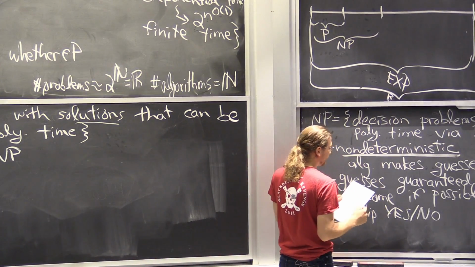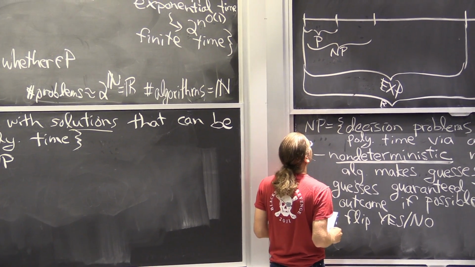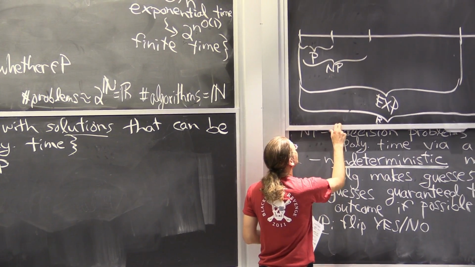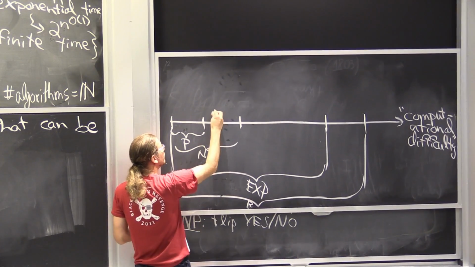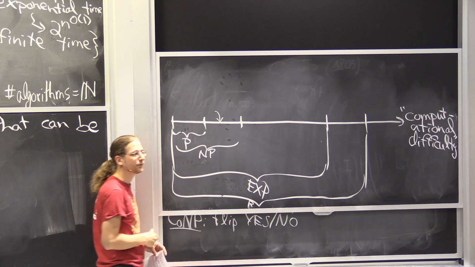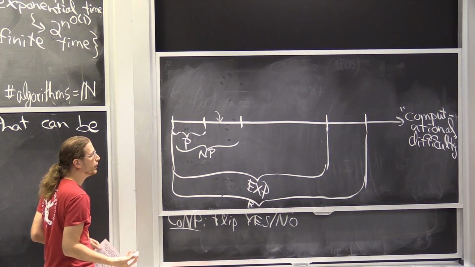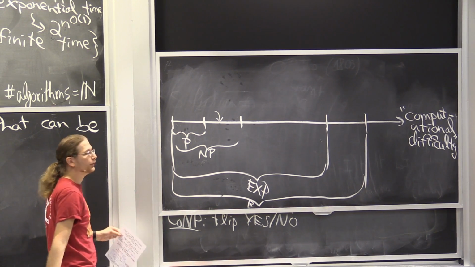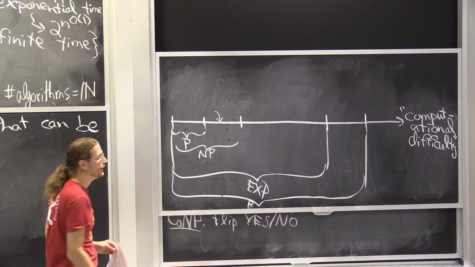Where it gets interesting is when we start talking about hardness, which is next. I should mention the big open question is whether there's any problem in here, in NP minus P. This is the famous P equals NP open problem. Most sane people in the universe believe P does not equal NP.